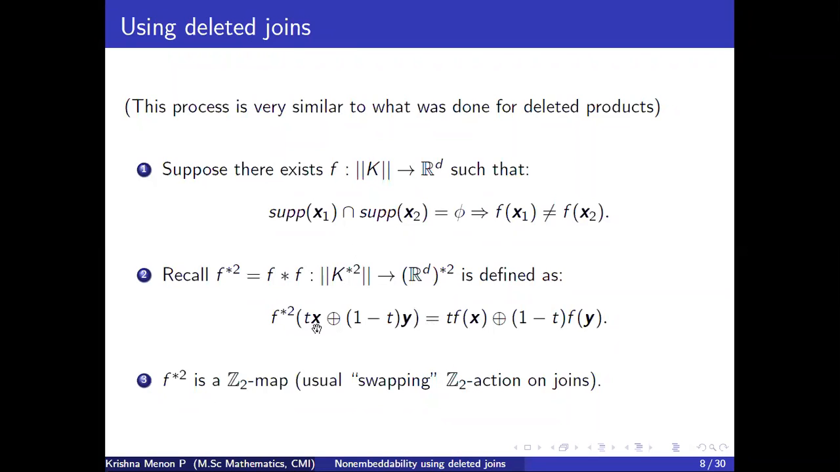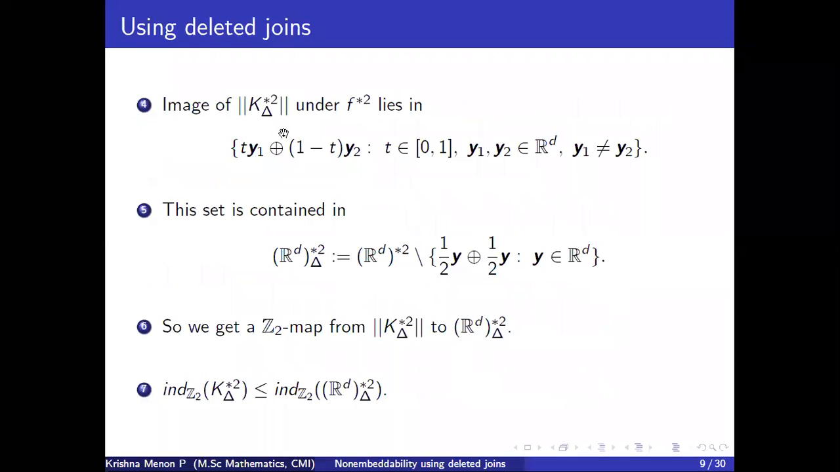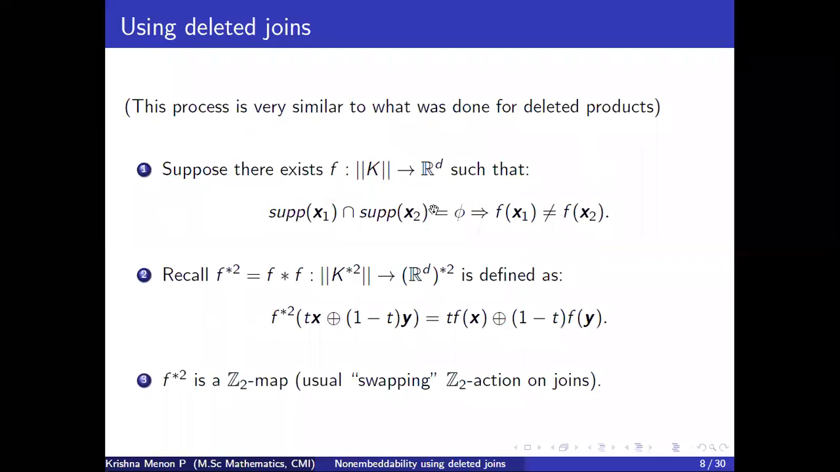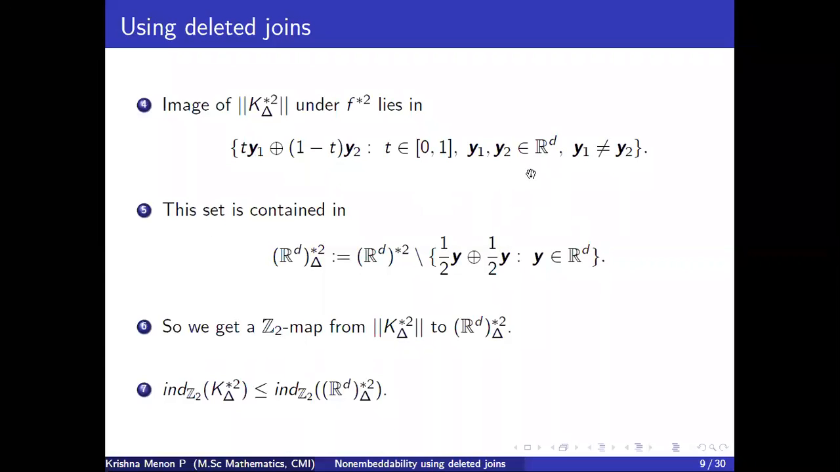And it is a Z2 map because if you swap X and Y over here, which was the Z2 action for joins, F of X and F of Y will get swapped here. So this is a Z2 map. Now, if you restrict this map to the deleted join, again, obviously the image will be contained in the join of R^d with itself, but it will be points for which Y1 is not equal to Y2, right? Because the initial assumption said that points with disjoint supports have different images. So the image for the deleted join will lie inside this subset of the join of R^d with itself. But instead of considering this subset, we actually consider a slightly larger subset given over here.